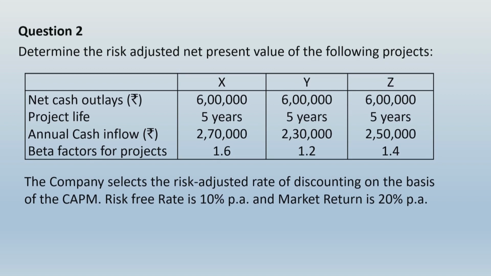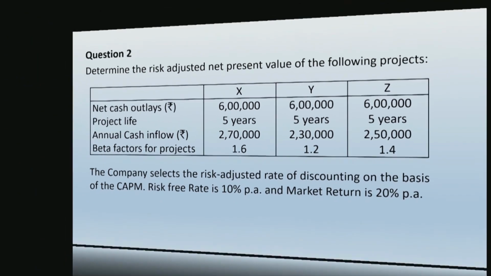Can you notice one thing? The project that gives more cash flow is having more risk also, as indicated by beta, and they inform you further that the company selects risk adjusted rate of discounting on the basis of CAPM. Risk free rate is given as 10% and market return is given as 20%. Let us see how to obtain the risk adjusted discounting rate for the 3 projects using the capital asset pricing model.